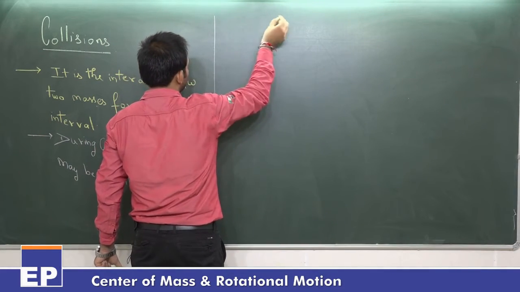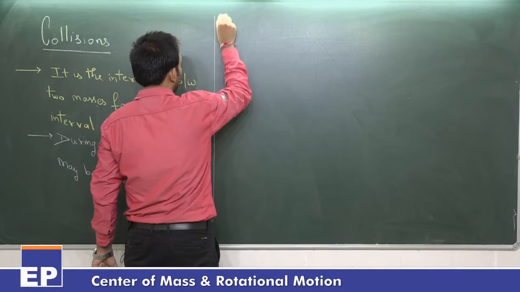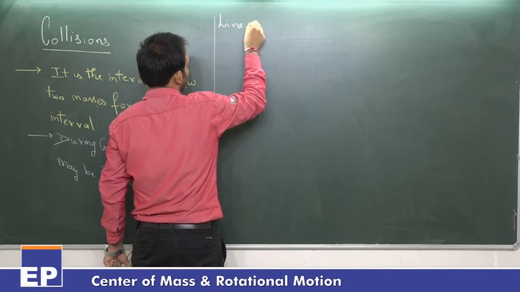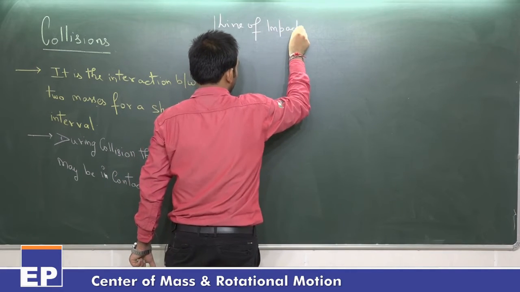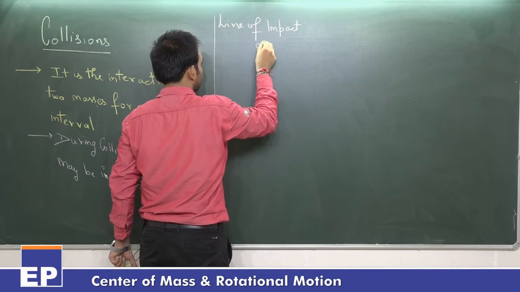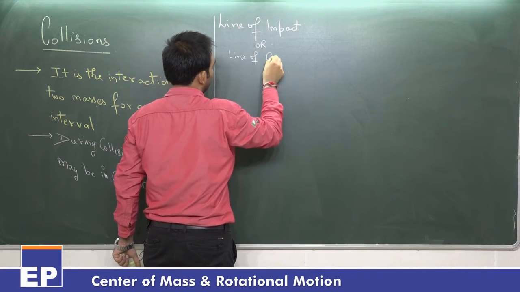So this is the collision. जैसे we can say a lot of examples are there for the collisions. Now I am defining one new term for it, line of impact, or line of collision.